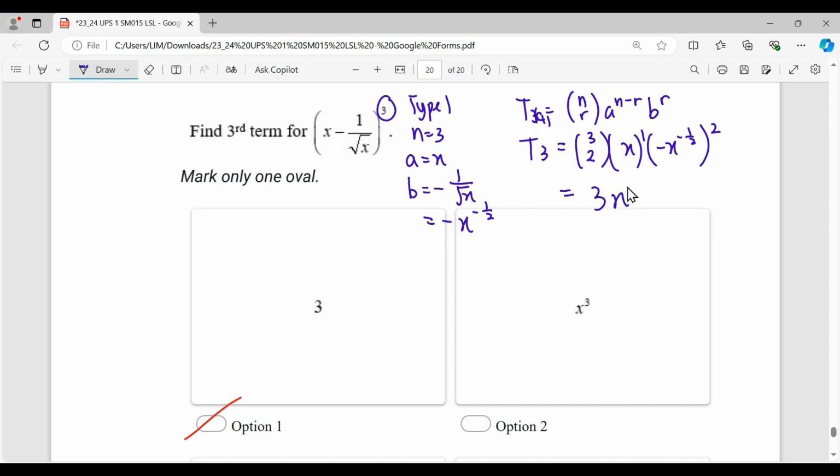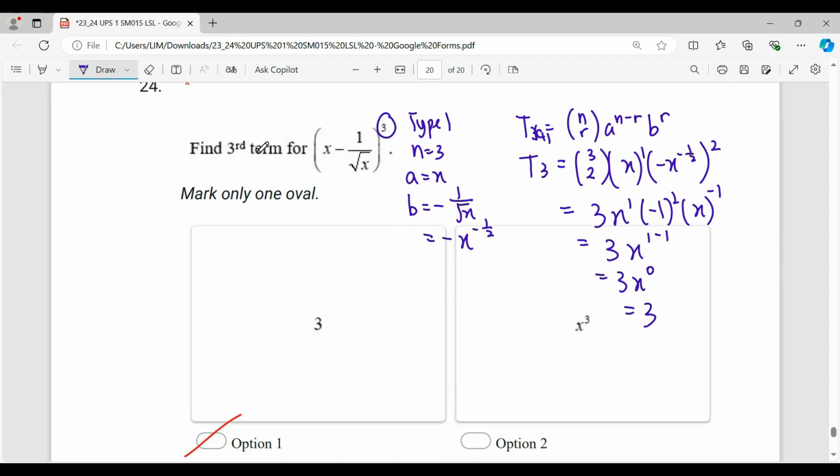This x is to the power of 1. And then negative 1 squared, x to the power of negative 1. So negative 1 squared is still positive. Now we have x to the power 1 minus 1, so x to the power 0. Therefore, it is equal to 3 only. So here we have our option. So that's all for this.